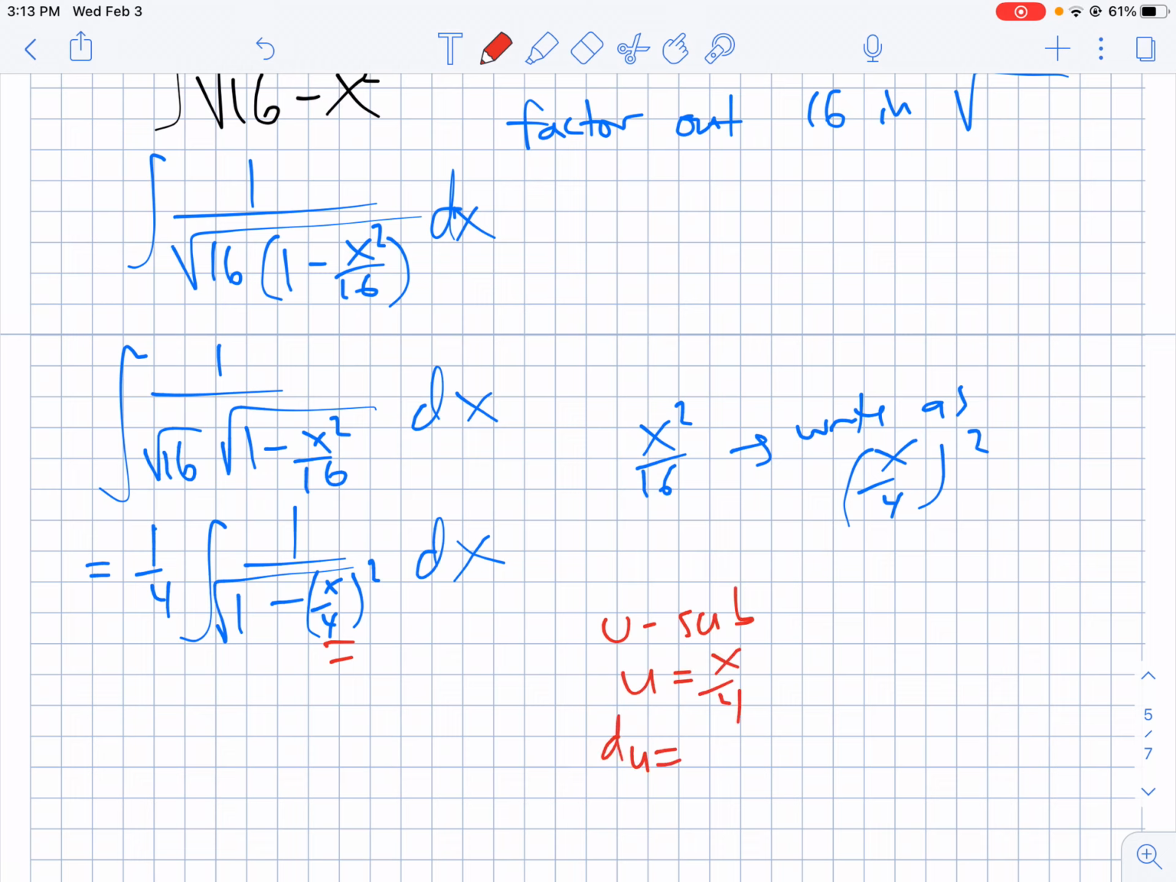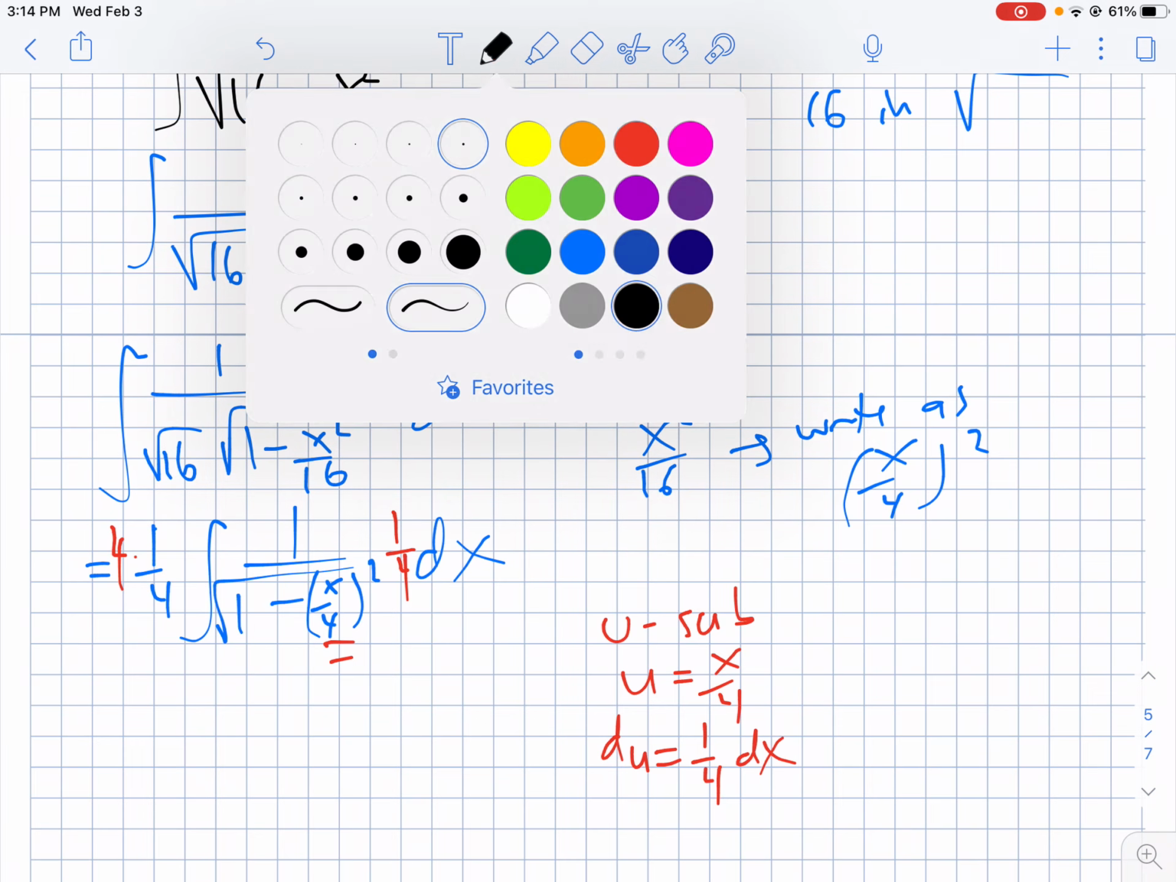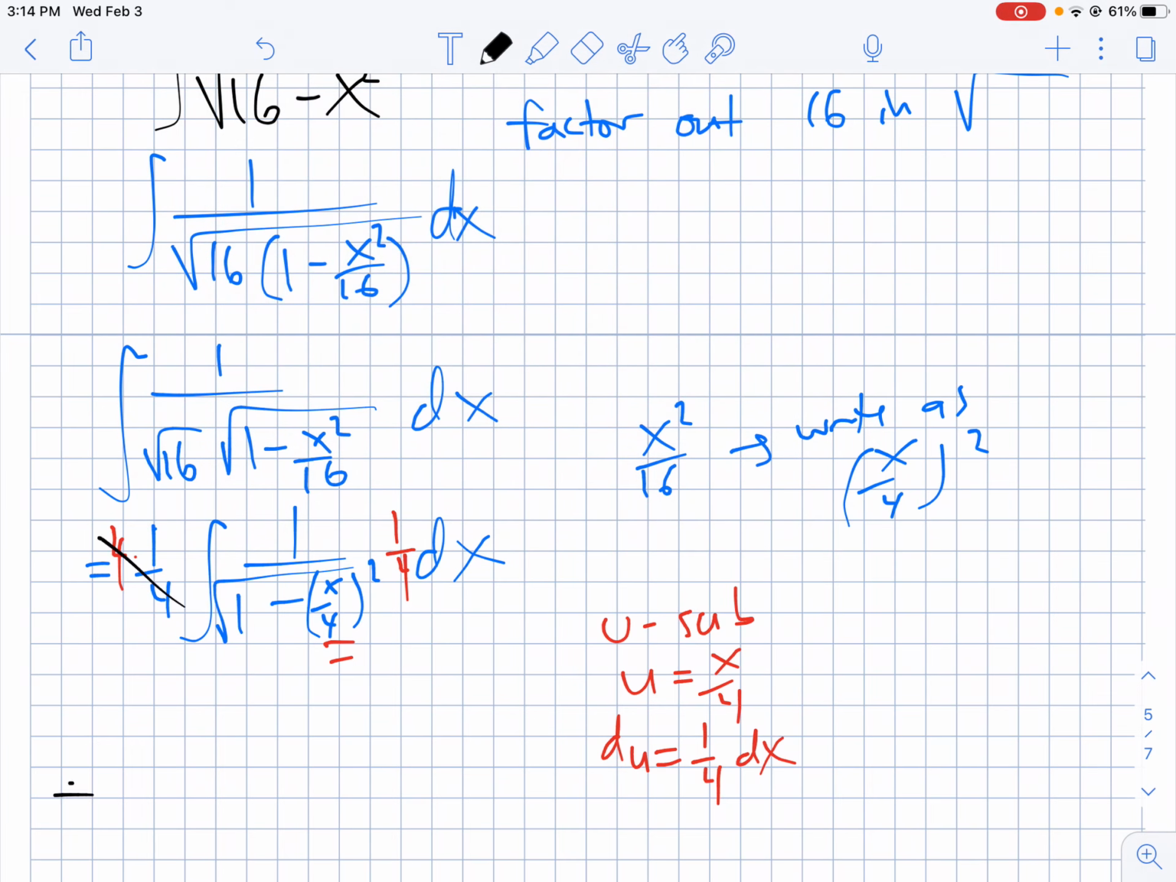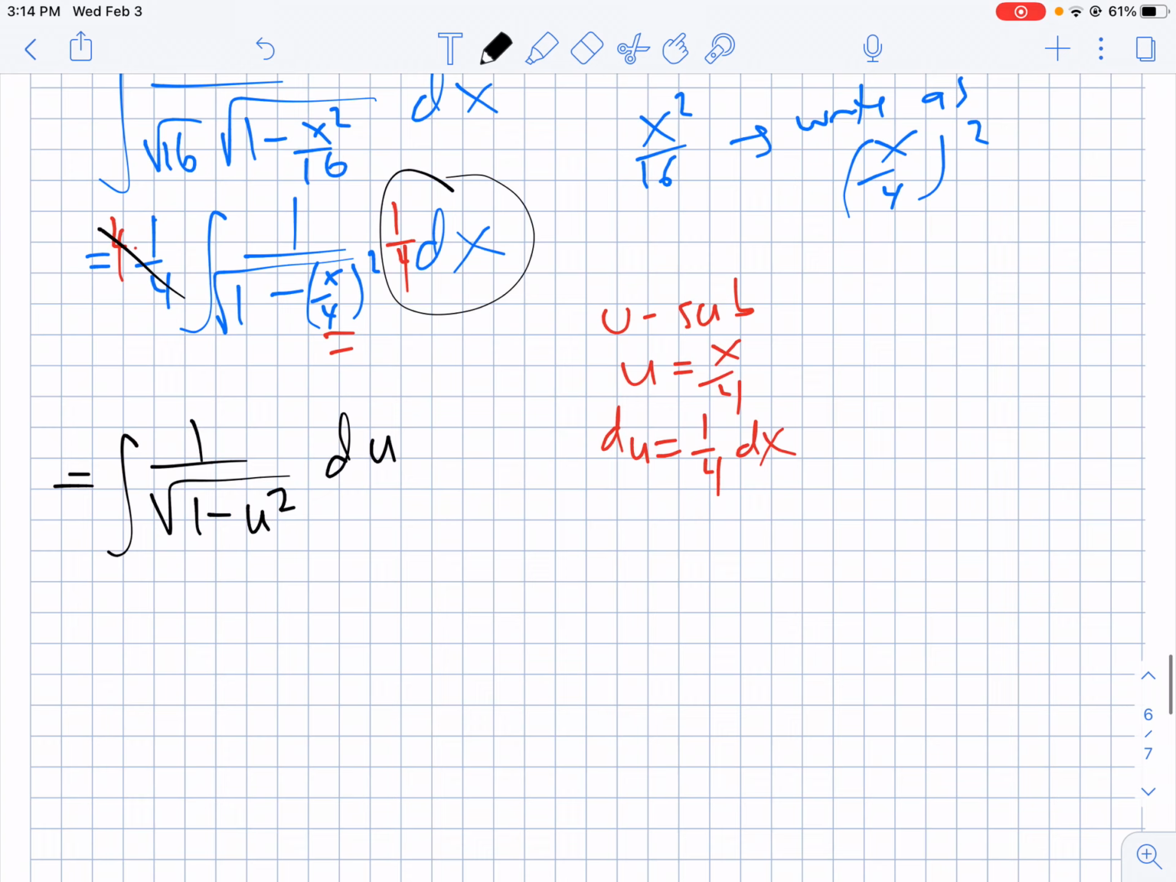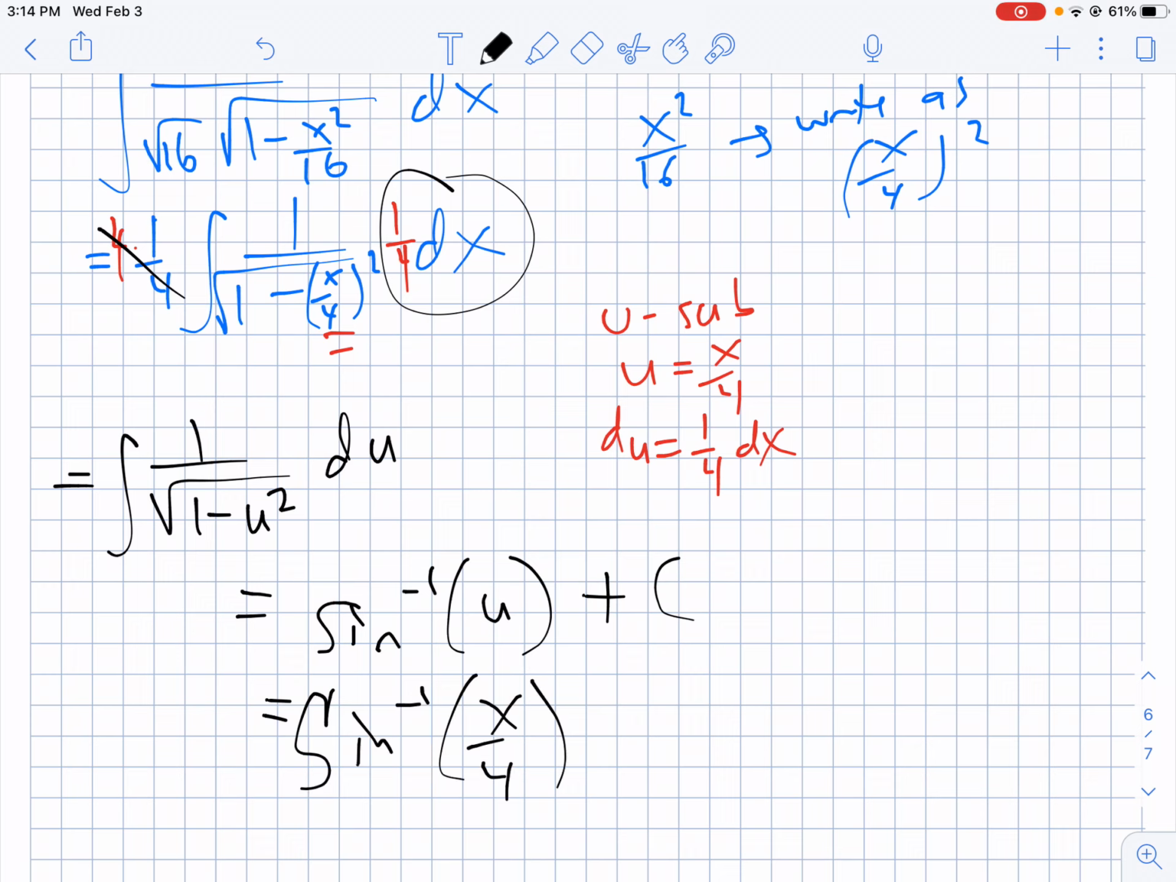So then the derivative of that is 1/4 dx. So we'll put a 1/4 by the dx because we need to match, so we'll balance with the 4 in front. But oh, how beautiful is that? The 4 and the 1/4 cancel. So you're actually just left with the integral of 1 over square root of 1 minus u squared, and this whole thing becomes a du. And that's nice because that's just inverse tangent. Inverse tangent, what am I doing, guys? That just becomes inverse sine of u plus c. So that's just the inverse sine of x over 4 plus c.